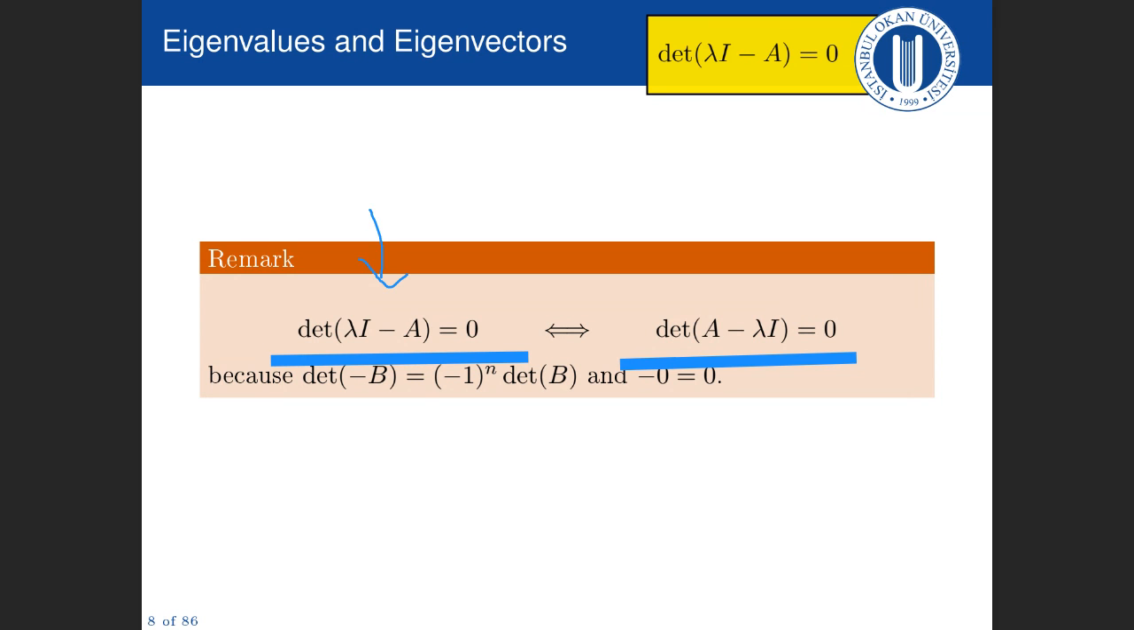Some books use one equation, some books use the other one. It doesn't matter because they're both effectively the same. You can use whichever one makes more sense to you, whichever one looks easier to you. In this course, I'm mostly going to be using the first one because that's the one that your textbook uses.